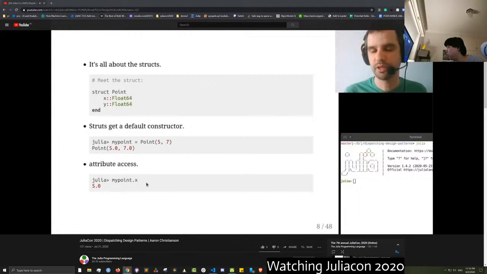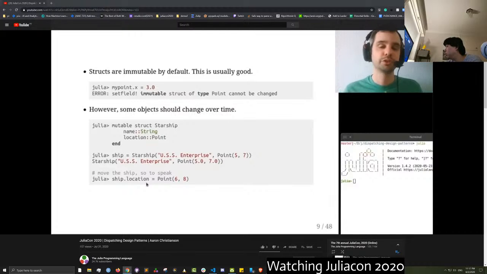Oh, by the way, all attributes or fields or whatever in Julia are public, right? So any function, any user, anyone can access this data. I wish there was a little bit more way to control privacy of data in Julia, but there is not. So structs in Julia are immutable by default. This is usually good.